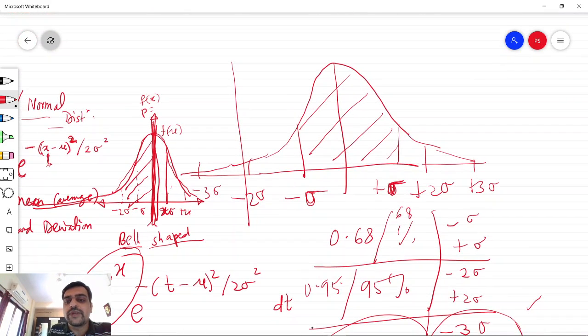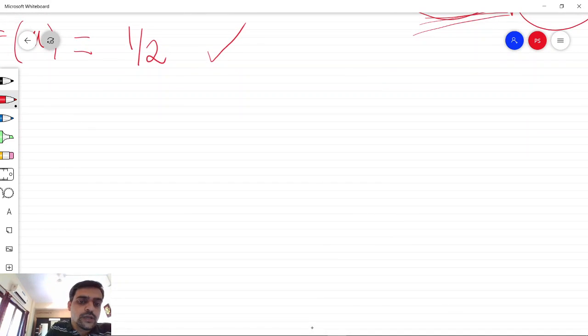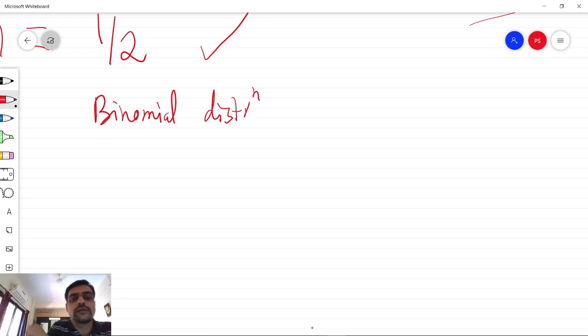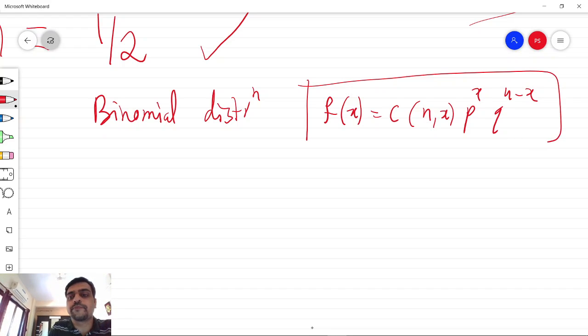So this drops very sharply. The exponential curve drops very sharply as we move away from the mean value mu. That is the essence of this discussion. We can approximate the binomial distribution by a Gaussian distribution in some special cases. As we can see, the binomial distribution is just f of x given by C(n, x) p raised to x, q raised to n minus x.